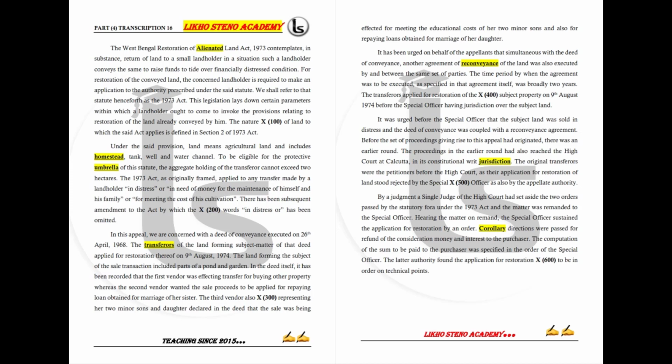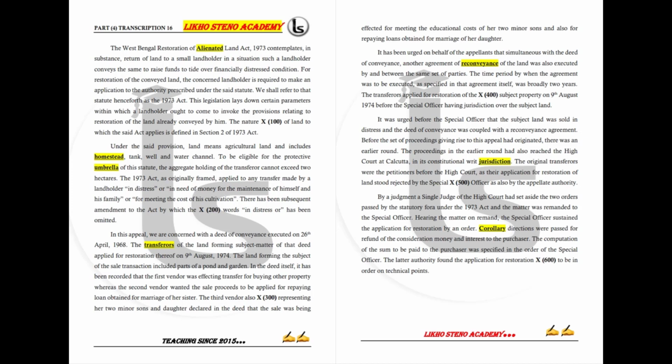It has been urged on behalf of the appellants that simultaneous with the deed of conveyance, another agreement of reconveyance of the land was also executed by and between the same set of parties. The time period by when the agreement was to be executed, as specified in that agreement itself, was broadly 2 years. The transferors applied for restoration of the subject property on 9th August 1974 before the special officer having jurisdiction over the subject land. It was urged before the special officer that the subject land was sold in distress and the deed of conveyance was coupled with a reconveyance agreement.